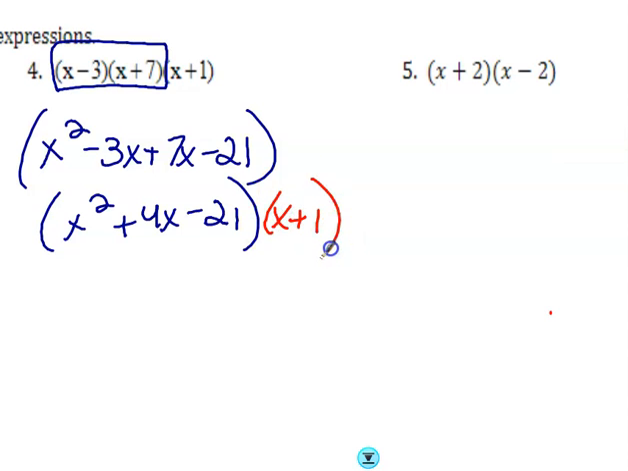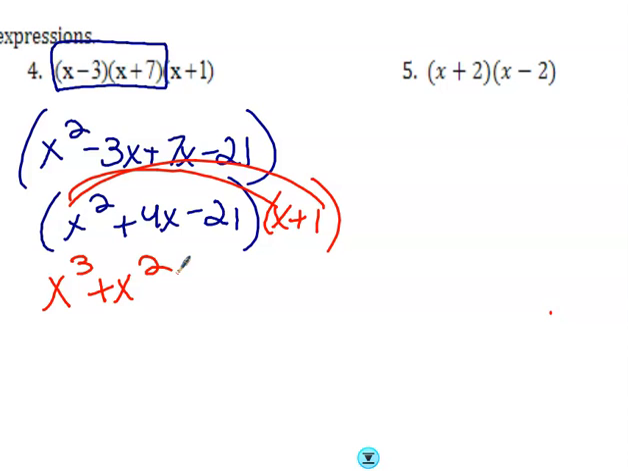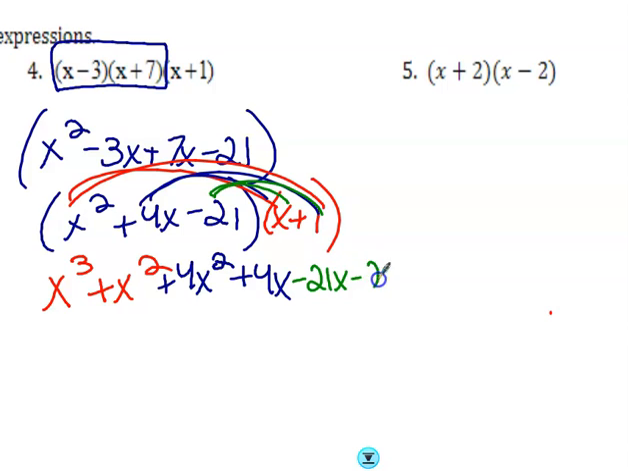Again, you can do the box or you can extra FOIL. So if I wanted to FOIL, it's like double time FOIL because I've got 3 terms now. So I have x to the third. Remember, add those exponents plus x squared. And then my second one I'm going to change the color to help me out. 4x squared plus 4x. And then the last term, I've got negative 21x minus 21.